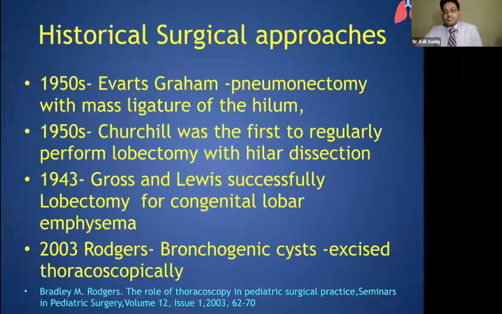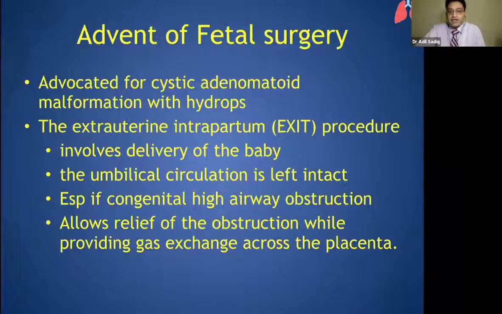So without much ado, let's just have a little idea about what's going on with congenital disease of the lung. Right from the 1950s, we've seen an array of changes in approaches to surgery, from pneumonectomies through Gross's lobectomy for lobar emphysema, all the way to 2003 when Rogers started excising bronchogenic cysts in children thoracoscopically. At one end we had this, and at the other end we had the advent of the EXIT procedures, more fetal surgery in combination with pediatric surgeons. We've been able to do these procedures for CCAM lesions with high drops.